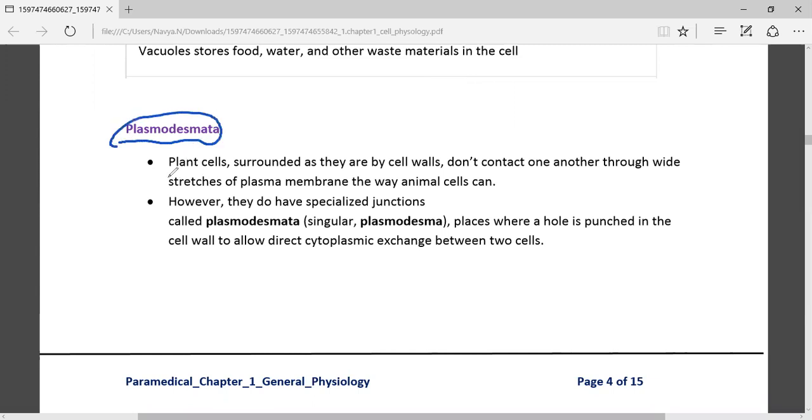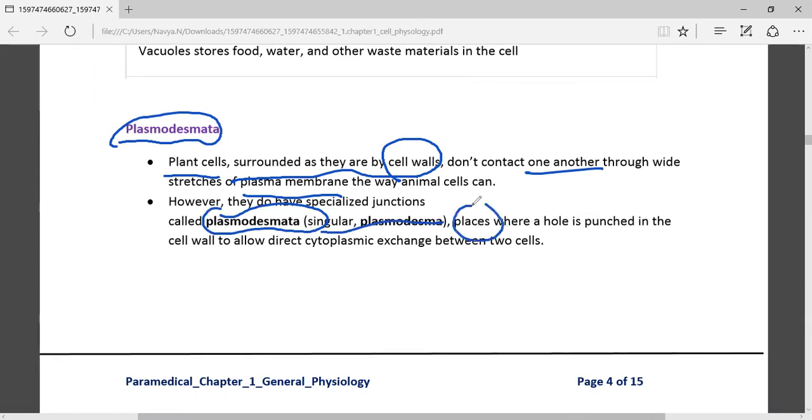Plasmodesmata. The plant cell is surrounded by the cell wall, and it doesn't have any contact with another cell throughout the wide stretches of the plasma membrane. However, what do we call this? We call this plasmodesmata. That is the plural; the singular is plasmodesma.